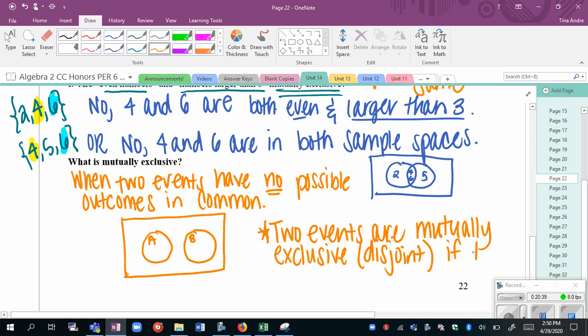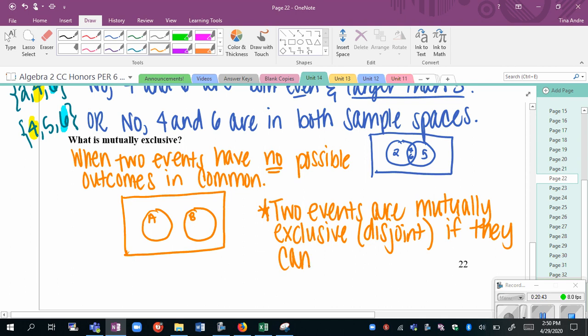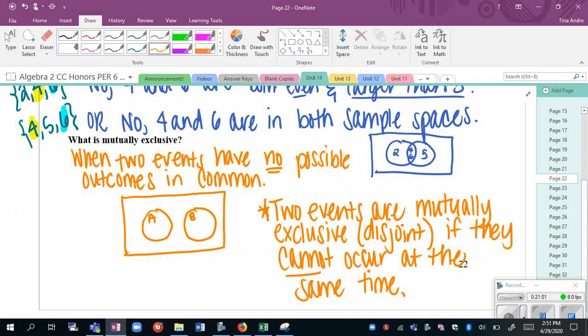If they cannot occur at the same time. And that's it. So go ahead and use that new information about Venn diagrams and try the homework problems.